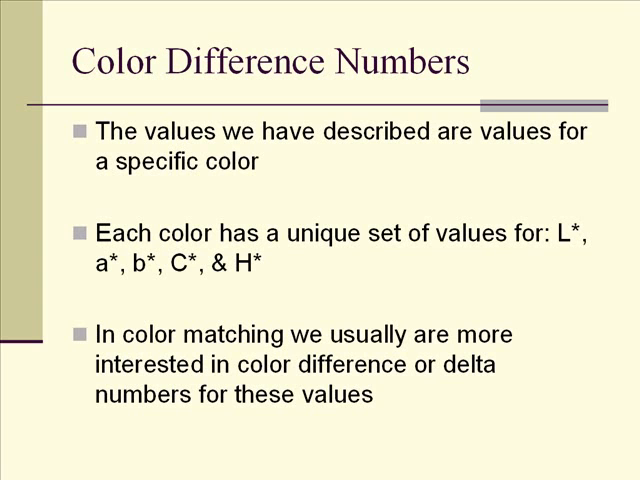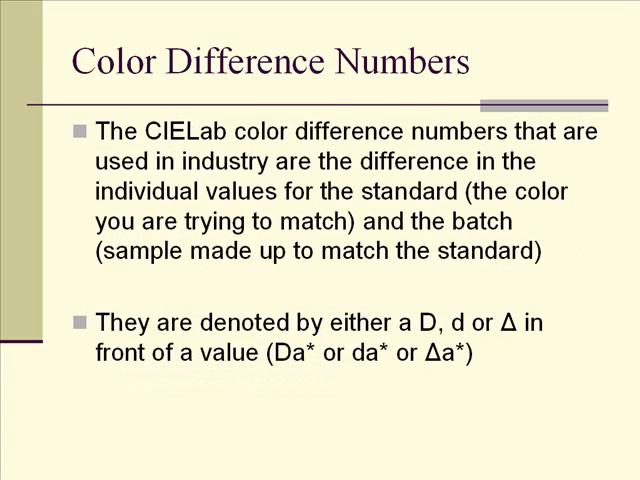We have a color that we're trying to match. It has a set of absolute numbers. We make a batch up, try to match it. It has a set of numbers that go along with it. What we're really interested in is the difference between those two sets of numbers. Those are what's called the delta numbers.